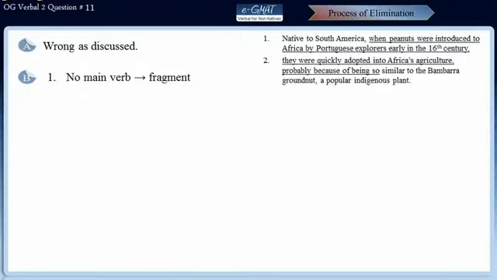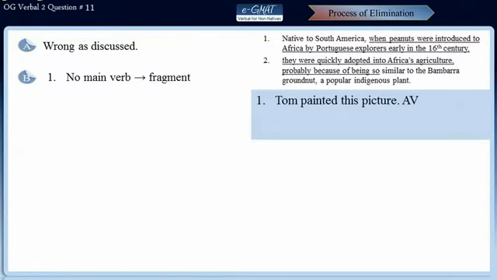Now, a few words about the verb-ed modifier. The verb-ed modifiers are actually derived from the past tense verbs. Okay, let's take a few examples to understand this. Tom painted this picture. Now, this sentence has been written in simple past tense in active voice, and here painted denotes the action done by Tom. So painted is a verb here.